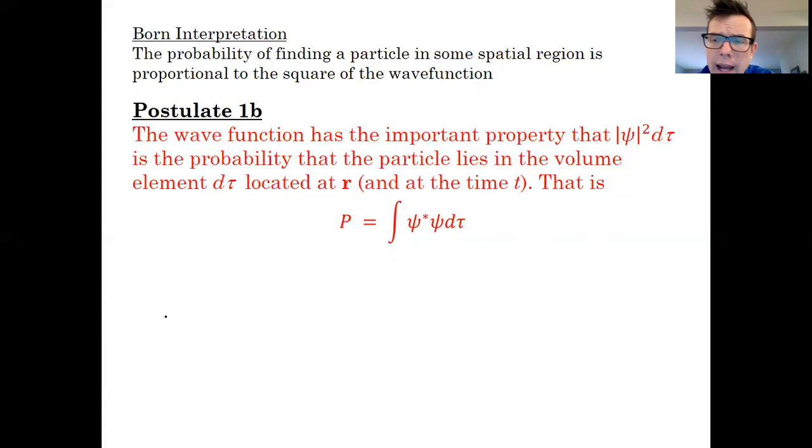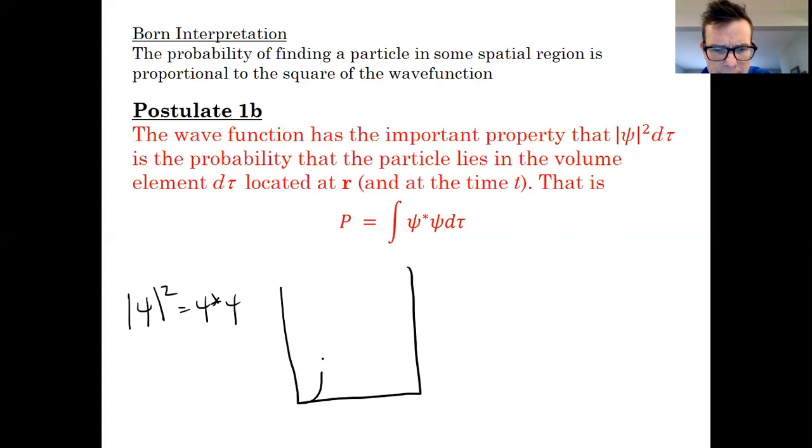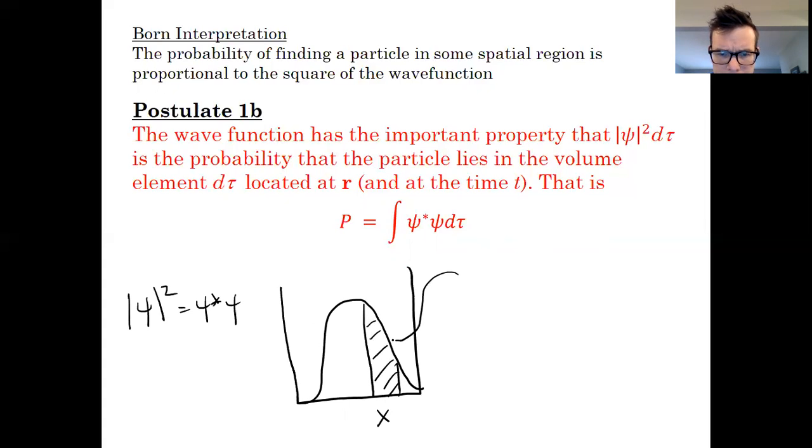So, again, just to go back to this example, if I were to look at the square modulus, psi star psi, for some function, the probability of finding the particle at some point in this region is related to the area under the curve. That's how we interpret wave functions.